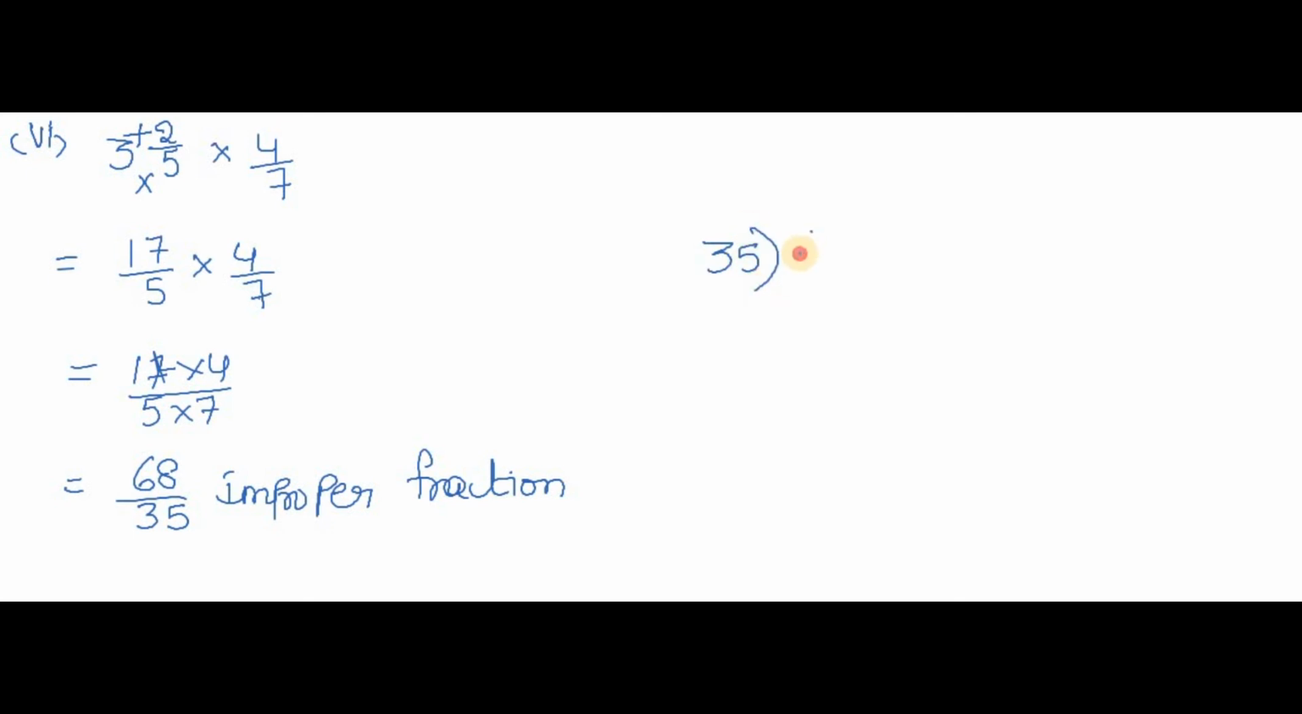35 table, 68. So as we all know that 35 2s are 70, so that is the reason we will go for 35 1s are 35. 8 minus 5 is 3, 6 minus 3 is 3. So this can be written as 1 33 by 35. So this is about how to do it. Okay students, you all understand today's class. Meet you tomorrow.